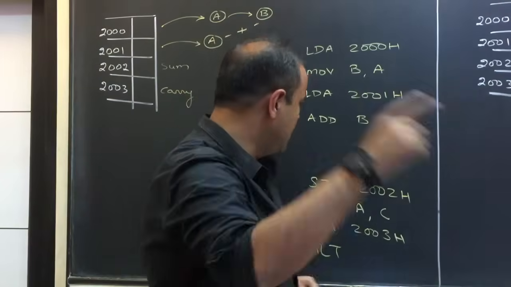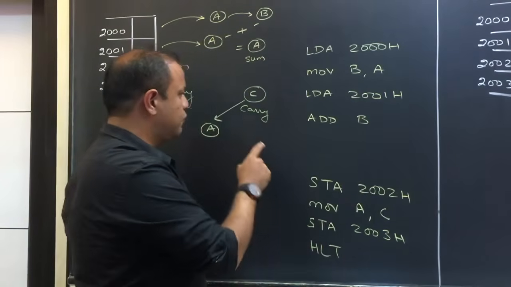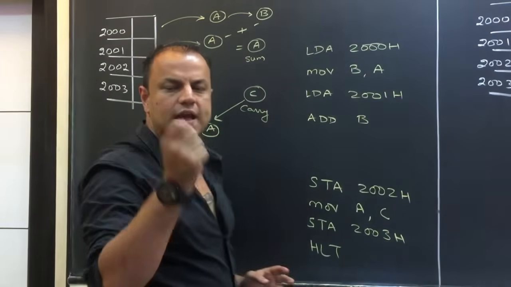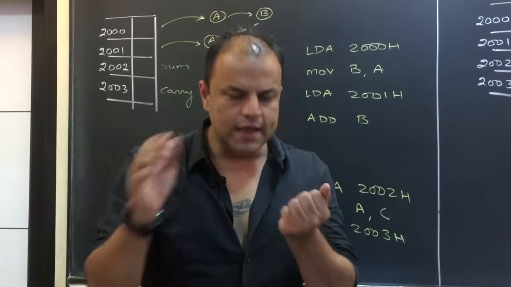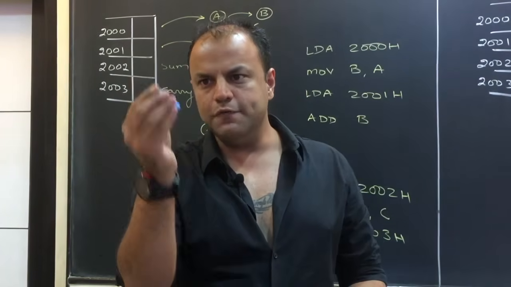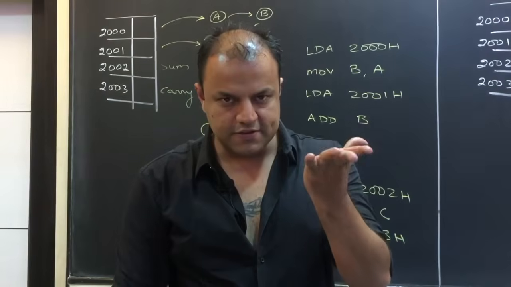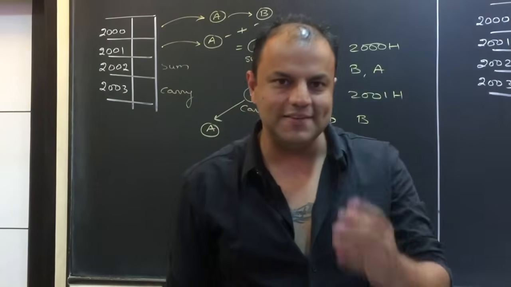Did you understand this? We've already done the code for storing C register at 2003. Our job is just to get the correct carry into C register. So, I say again, if carry flag is 1, make C register 1. If carry flag is 0, make C register 0.